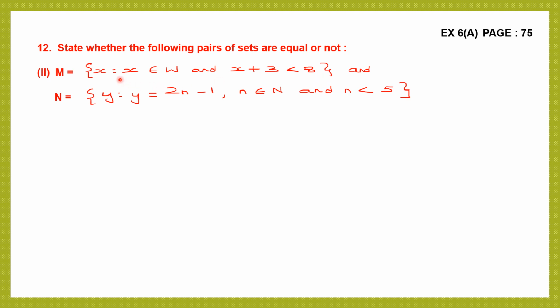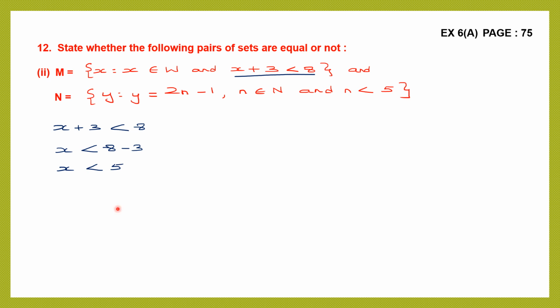So what does it say? X belongs to whole numbers and x plus 3 is less than 8. So let's take this part. X plus 3 is less than 8 and solve that. So x plus 3 is less than 8. That means x is less than 8 minus 3. X is less than 5.